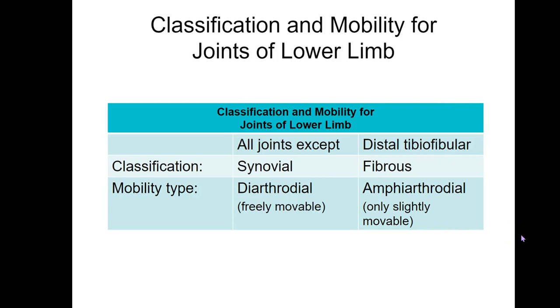It's only slightly movable. By the way, it is not noted here, but the ankle joint is considered a sellar or saddle joint. And there's certainly a chart in your textbook that has a summary of all the classifications of movement types for the joints of the lower limb.